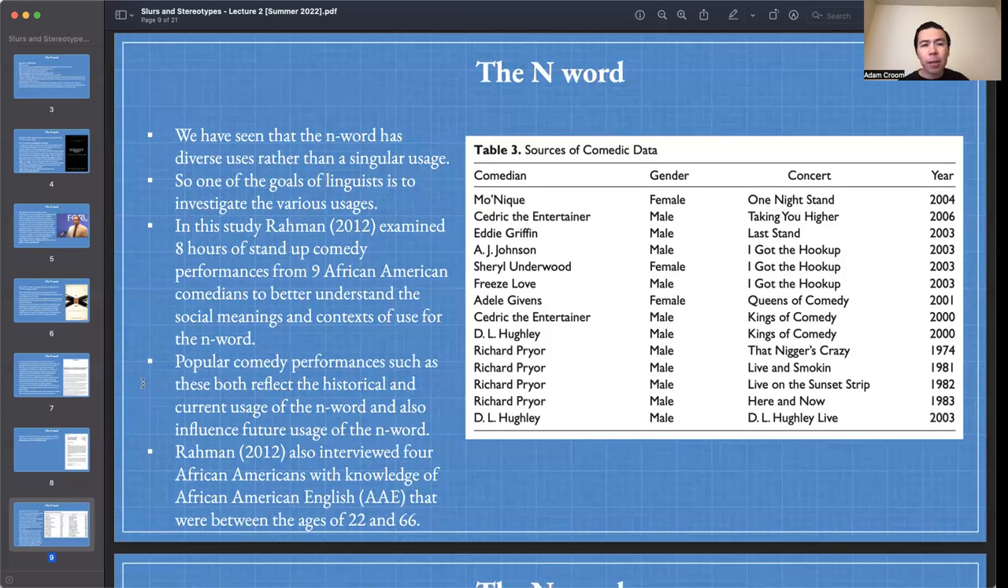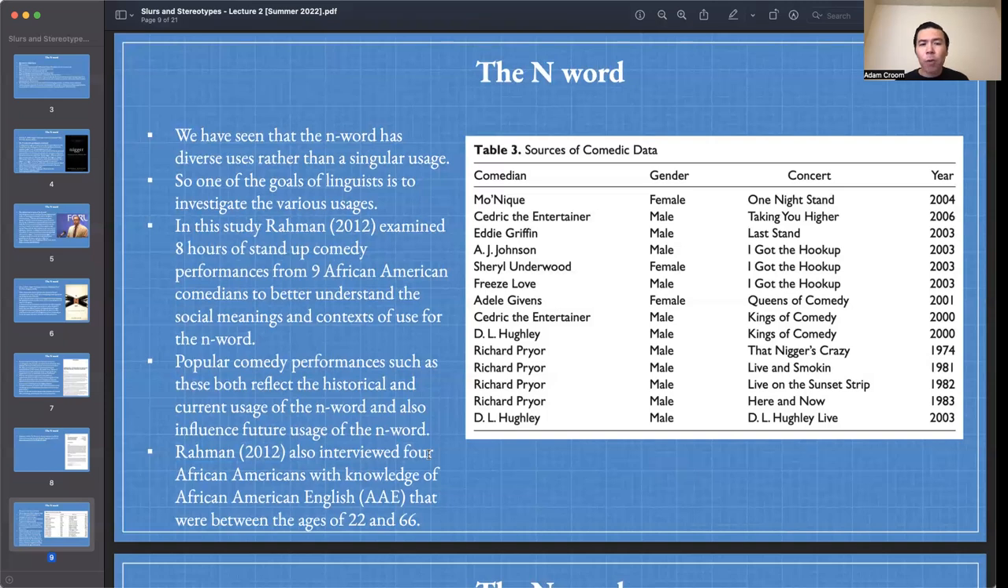So Rahman investigated these stand-up comedy performances, and here's a table. In table 3, we see a list of the comedians and their performances. Rahman analyzed these performances for usages of the N-word and other forms of marking ethnic identity, and then investigated whether that usage was derogatory or non-derogatory, whether it was used positively or negatively, and so on. Okay.